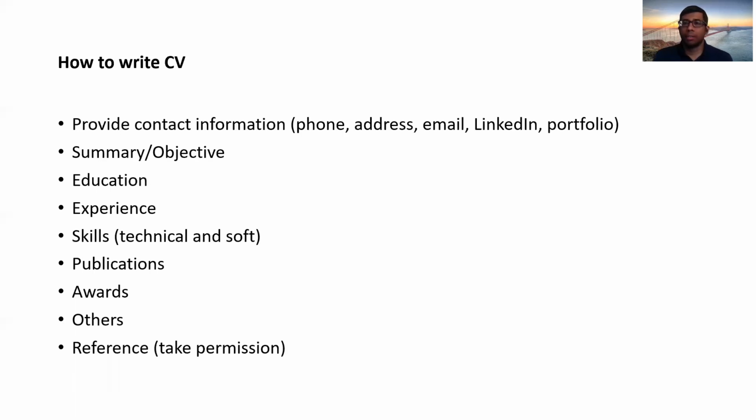So let's come to writing the CV first. You should always provide your updated contact information, for example, your phone number, address, email, a link to your LinkedIn, and if applicable, a portfolio of your projects and relevant achievements. And at the top of your CV, there should be a bulleted 4 to 5 line summary of your achievements that is relevant to the position that you are applying for.